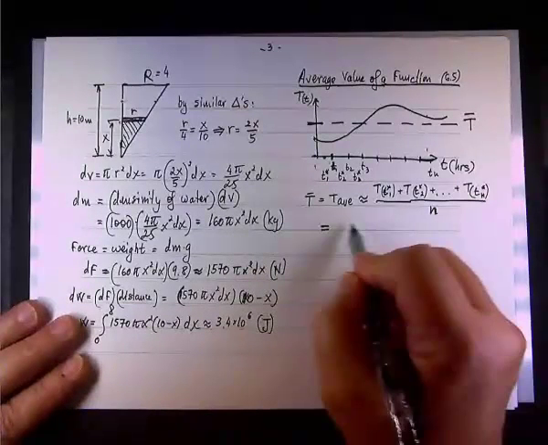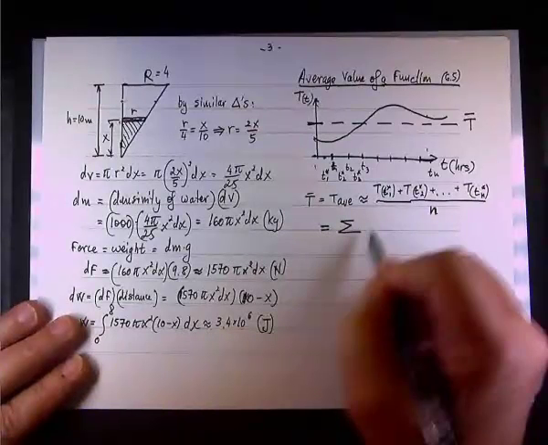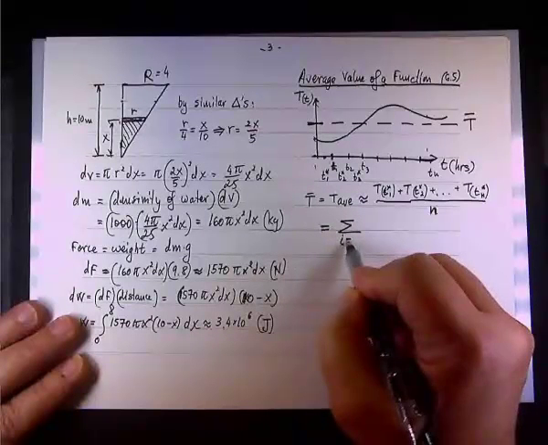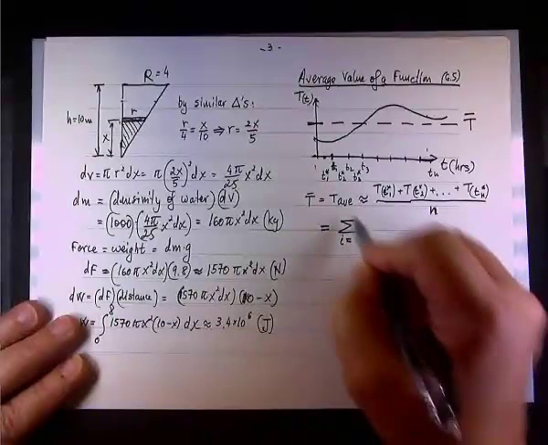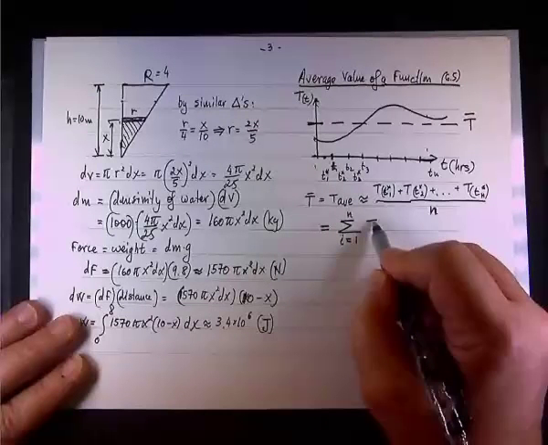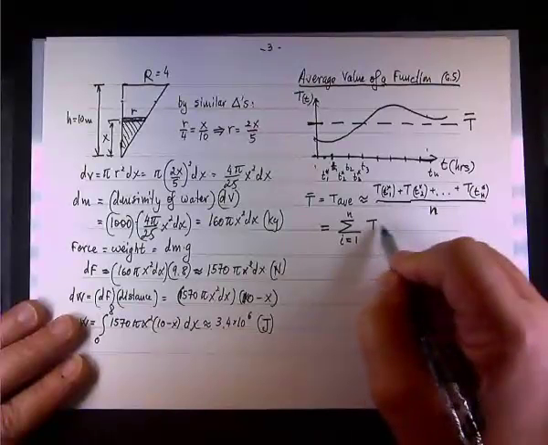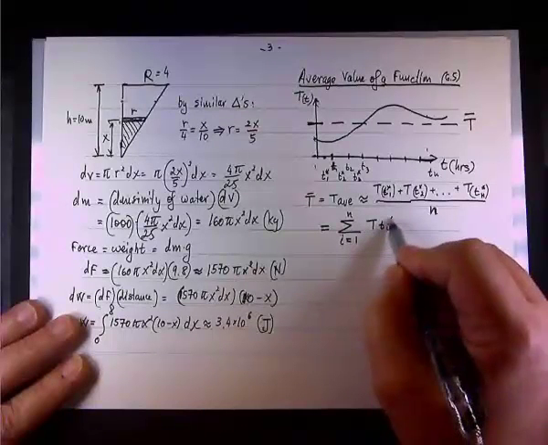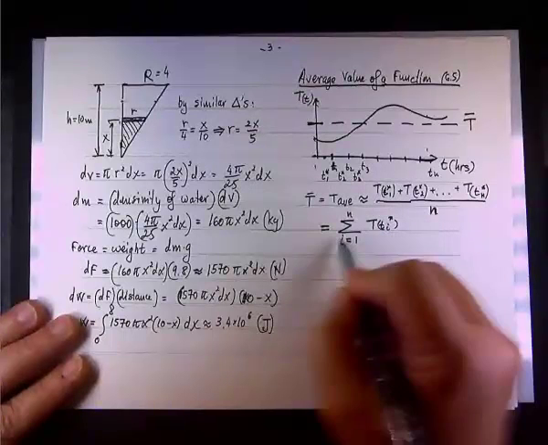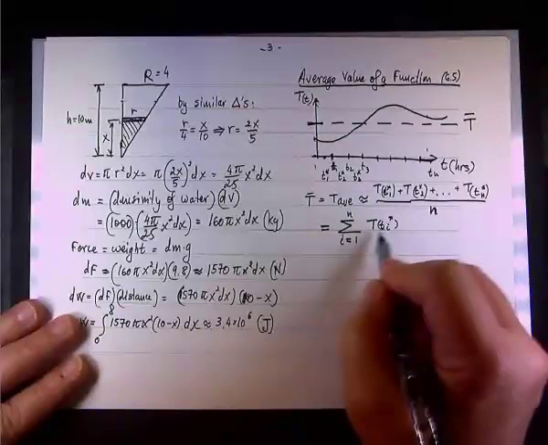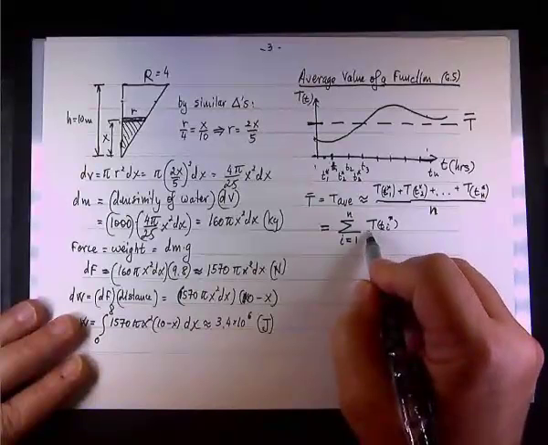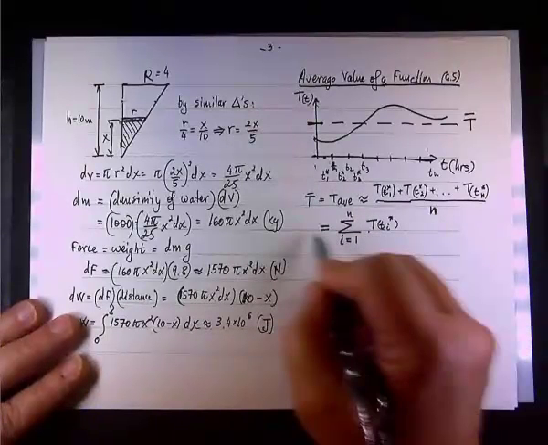So using sigma notation, I can say this will be the sum, where i is the index, the counter, going from 1 to n of t sub i star, like so, divided by n, right?